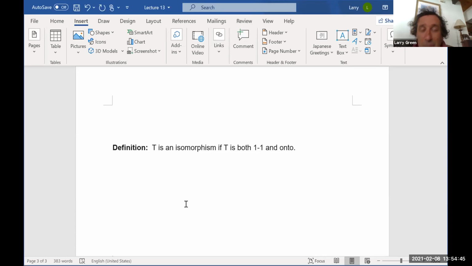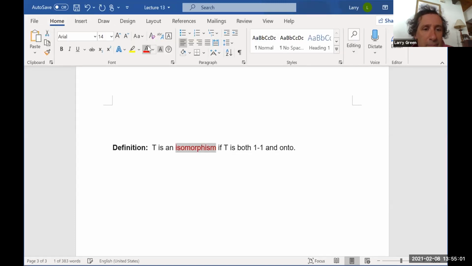And then is isomorphism. So here's the definition. Very simple. T is called an isomorphism, let me make it red because it's important enough, if T is both 1 to 1 and onto.